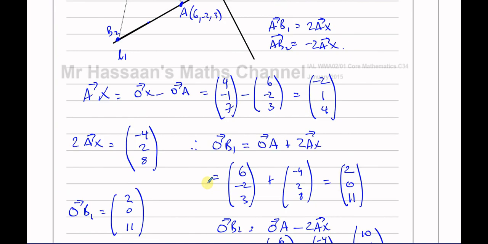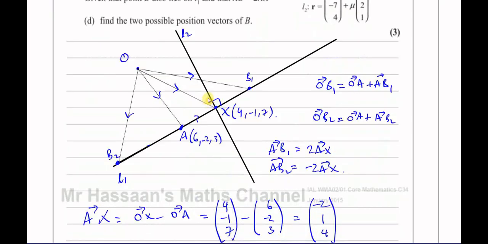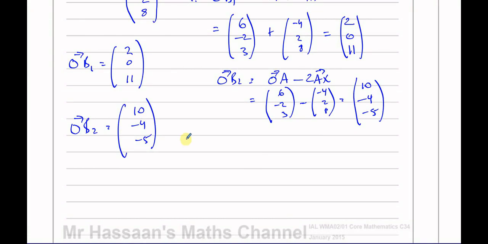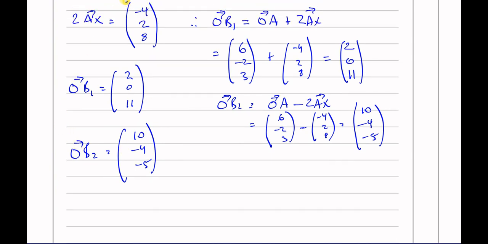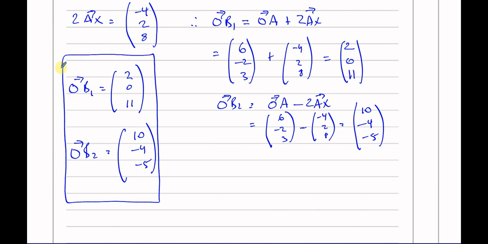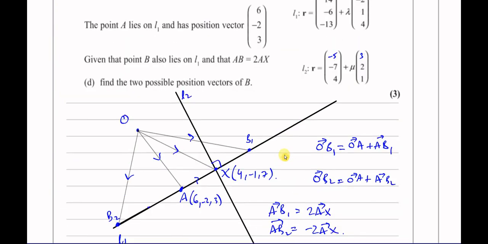The question tells us to give them as position vectors and not as coordinates. If the question said coordinates, then we'd write them as coordinates like 2, 0, 11 in this form, and so on. But no, the question doesn't say that. So we give this as a position vector. O to B1 and OB2, those are our two answers. It's a good idea to maybe highlight that those are answers in the end. And that's it. That's the answer to this question.